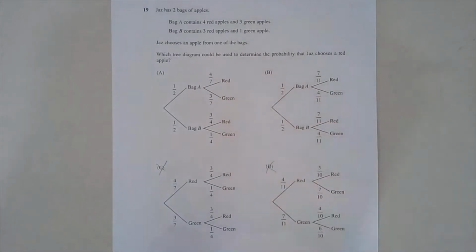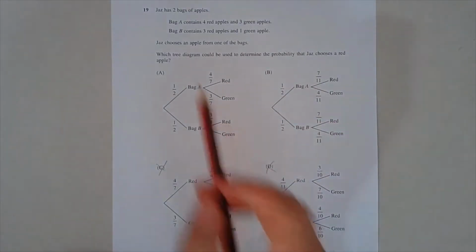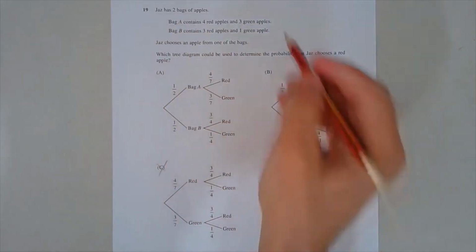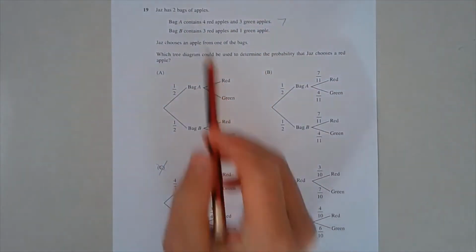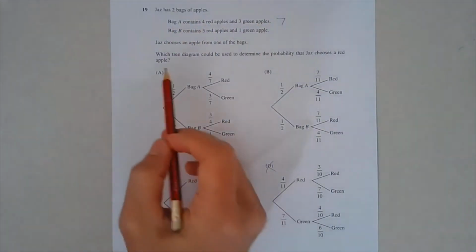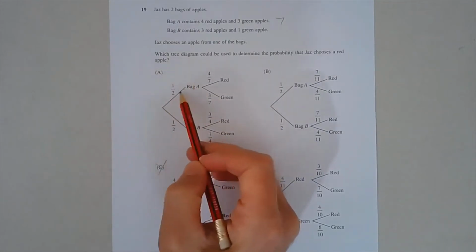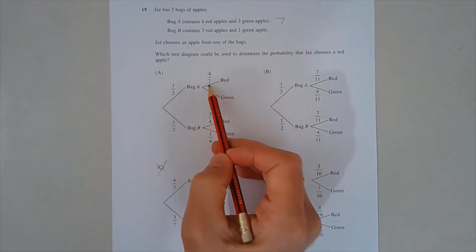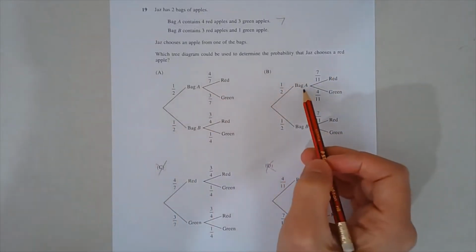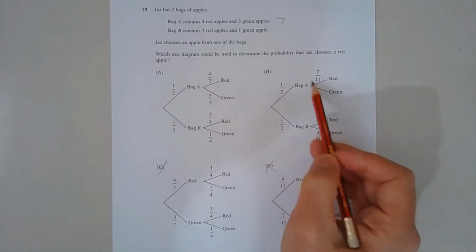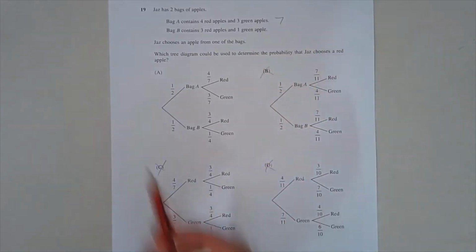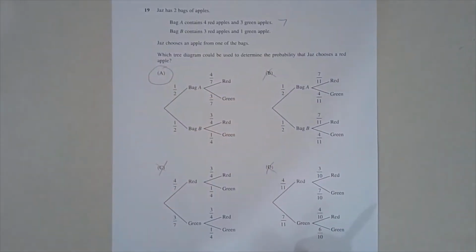Now the second stage is to choose the colour of apple. Let's go back to the question. Bag A contains 4 red apples and 3 green apples, so that means there's 7 apples in total. And the probability of choosing a red apple from bag A is 4 out of 7. And if you notice with option A, so let's say Jazz chooses bag A, there's a 4 in 7 chance that a red apple would be chosen. If you look at option B, just for comparison, bag A, 7 out of 11, well, that doesn't make any sense because there's only 7 apples. So option B doesn't make any sense, and that leaves us with option A.